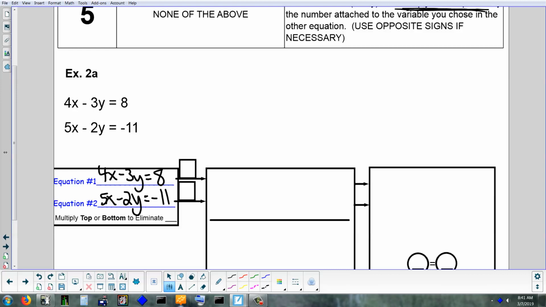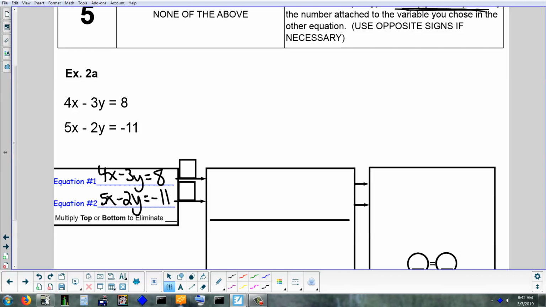Situation 2 is a single positive variable in both equations. I have numbers attached to both variables in both equations, so it can't be that. Situation 3 can't be that either, because that means I want a single variable in one of the equations, and there are numbers attached to all the variables.